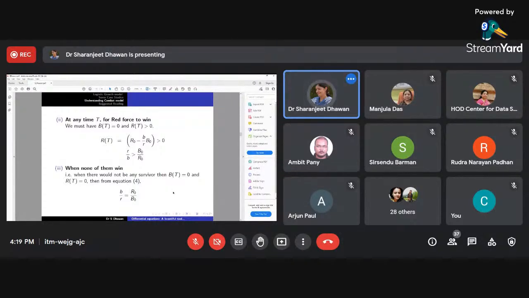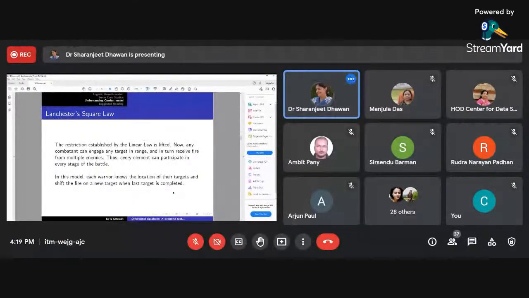Okay. But there were some limitations of this linear law. So to overcome these limitations and to focus more on modern warfare, the second law was given by Lanchester. That was Lanchester's square law. First we need to understand the difference between Lanchester's linear law and square law. The first foremost difference was that the linear law was based on ancient combat and the square law was based on modern combat.